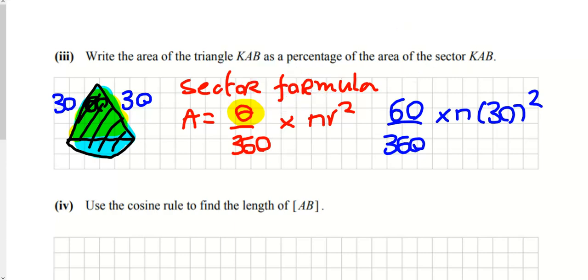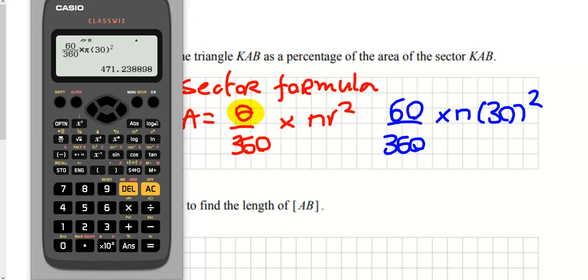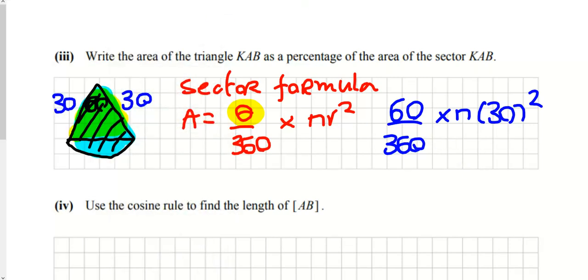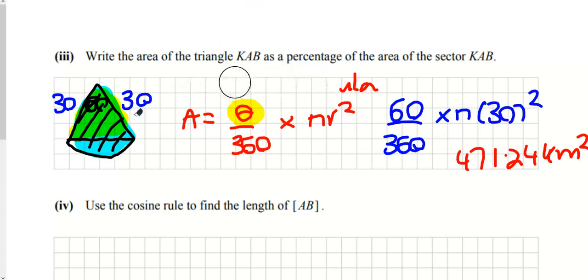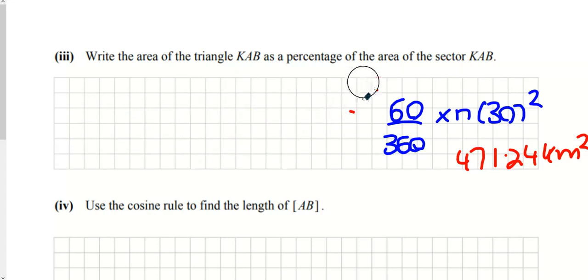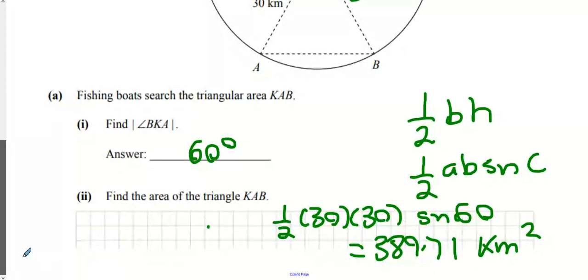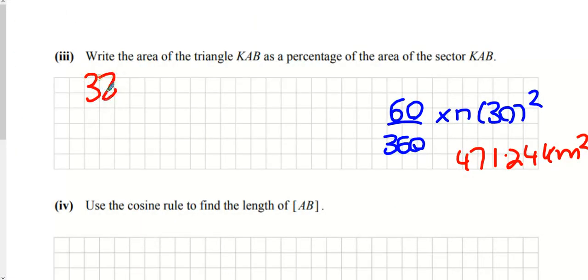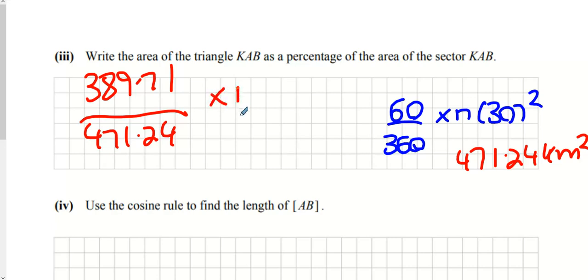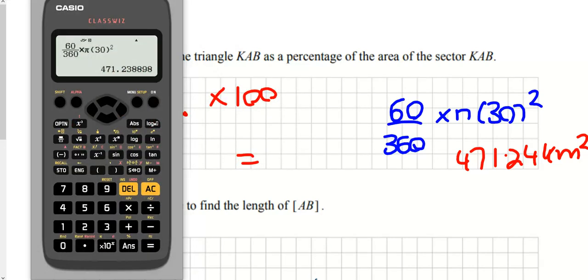All right. Now, we put all that in the calculator and we got 471.24 kilometers squared. Have I answered the question properly? Yay or nay? Reread the question. No. It's the area of the triangle, which was 389.71, divided by the area of the full sector, multiplied by 100. And what percentage will that come out as is the real question.